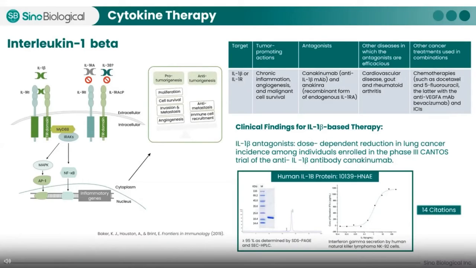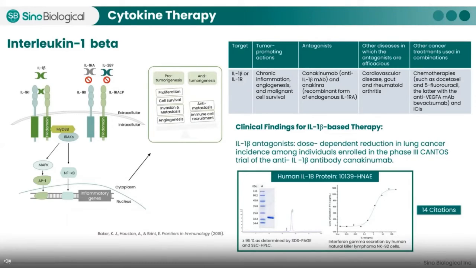Agonist binding is followed by engagement of further signaling intermediates with subsequent activation of transcription factors such as NF-kappa B and AP1. Transcription of inflammatory genes is upregulated, which may then result in pro-tumorigenic or anti-tumorigenic phenotypes.